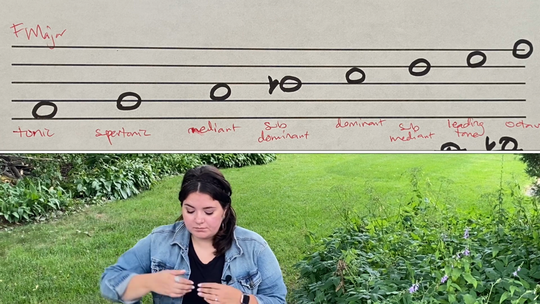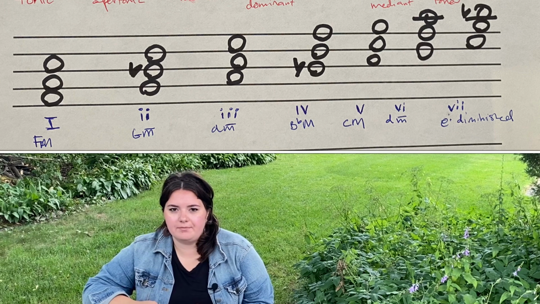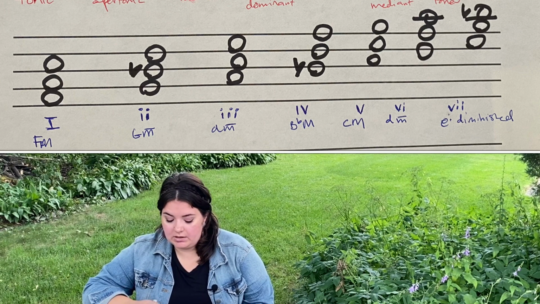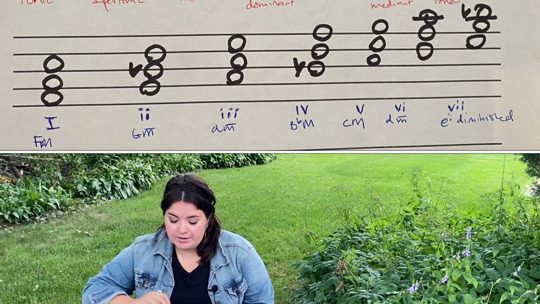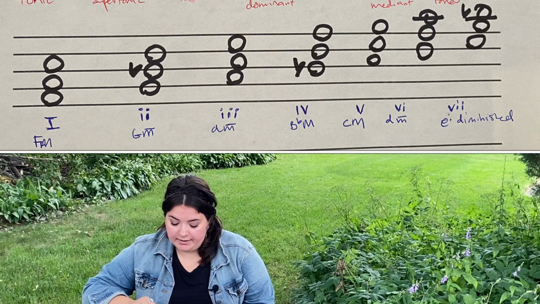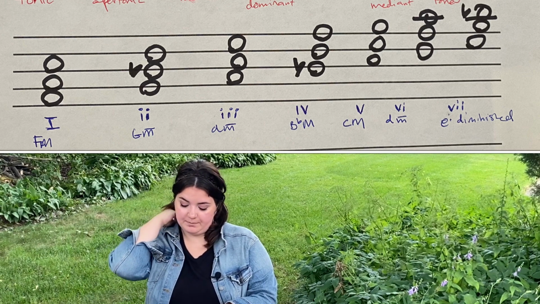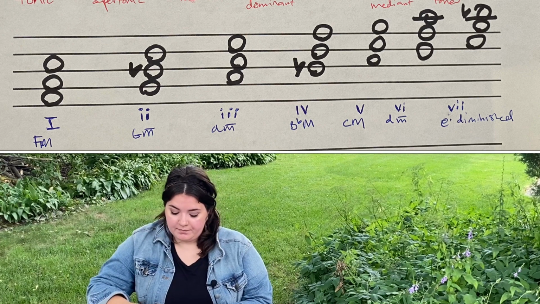Our triad chords for F major: our first chord is F major, F, A, C. Our second chord is G minor, G, B flat, D. Our third chord is A minor, A, C, E. Our fourth chord is B flat major, B flat, D, F.